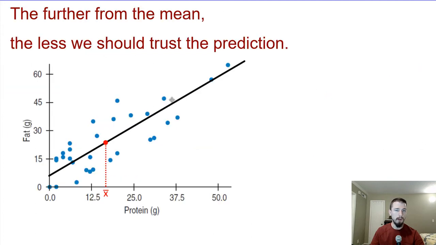All right, so the other thing that we talked about is the further that we deviate from the mean for the explanatory variable, the less we should trust the prediction. So even though the model might be just fine further out, in general, we shouldn't trust it as much the further we get away from the mean point.